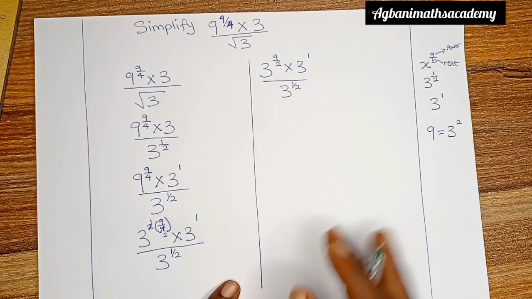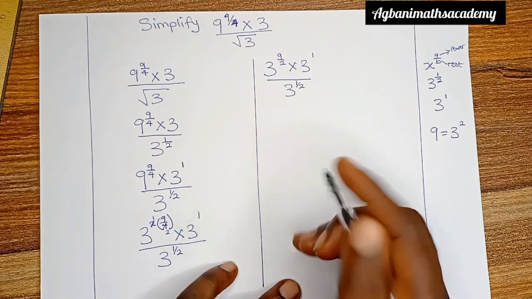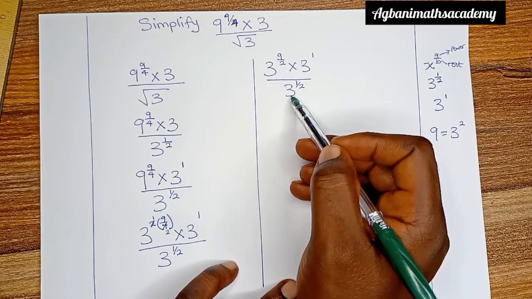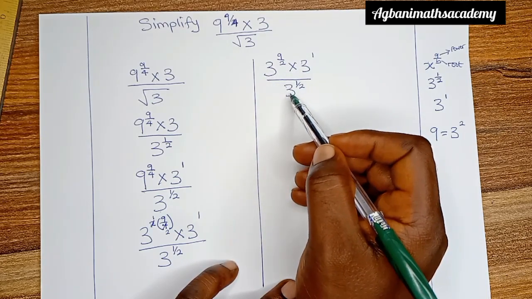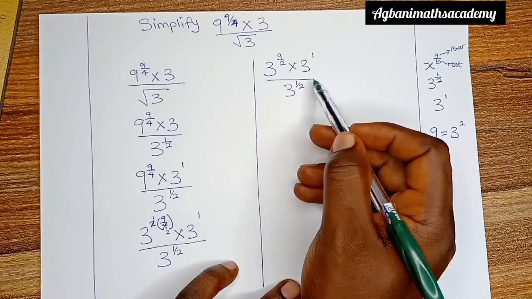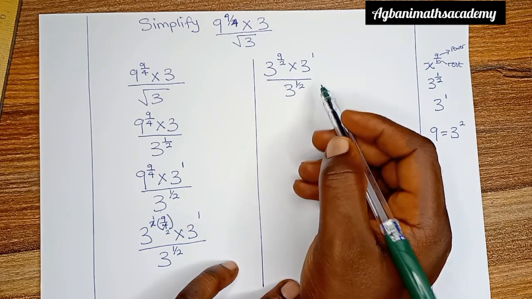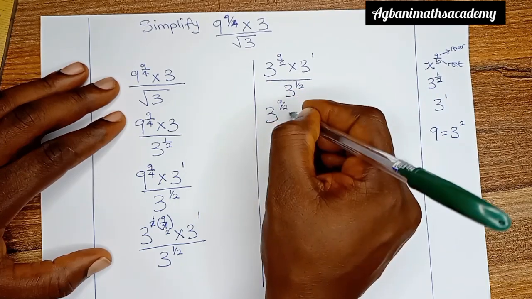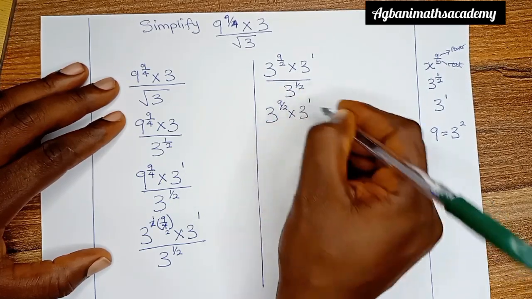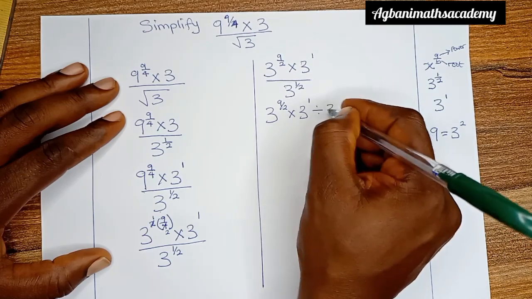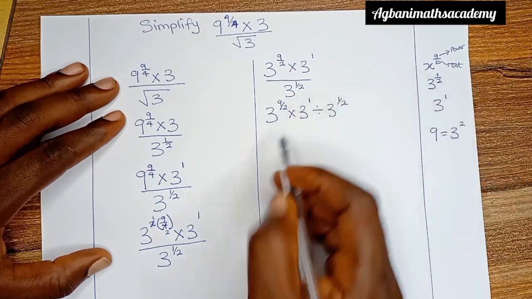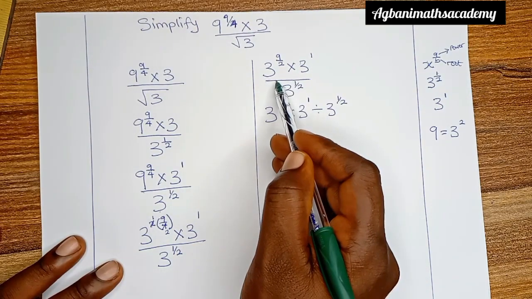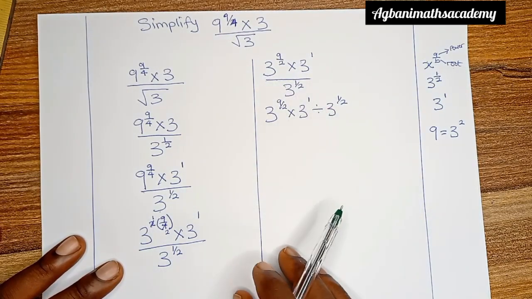Okay? So there are 2 ways we can go about solving from this point. We can work on this first and then divide by this. Or we can simply transform this division line to a division sign. Okay, so we can have it as 3 raised to the power 9 all over 2 multiplied by 3 raised to the power 1 divided by 3 raised to the power 1 all over 2. So this and this are the same. We only converted this division sign to become this.